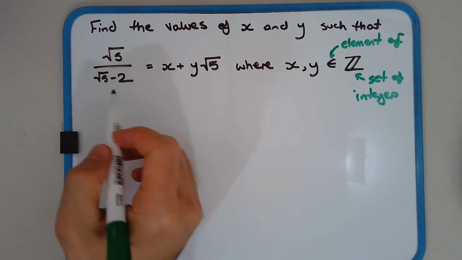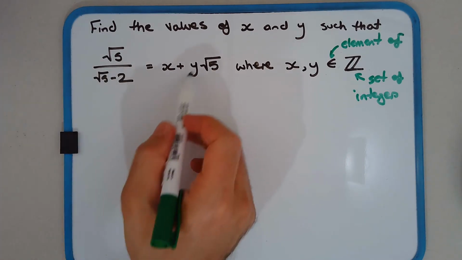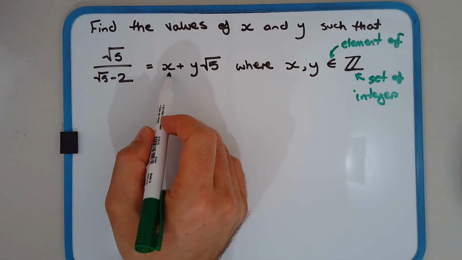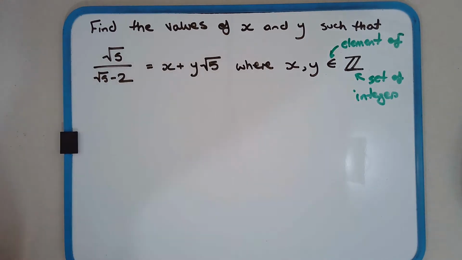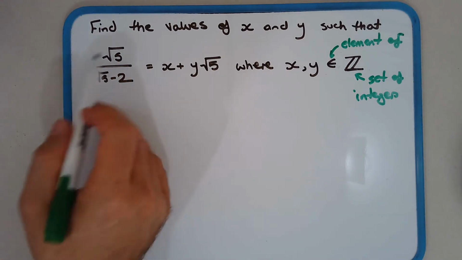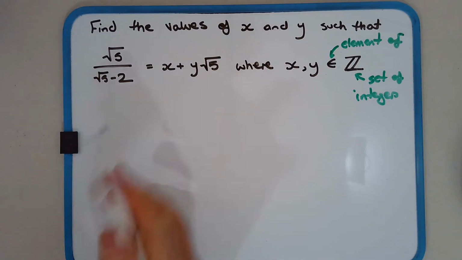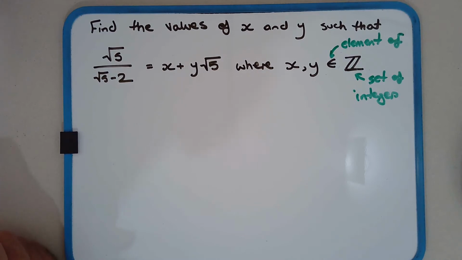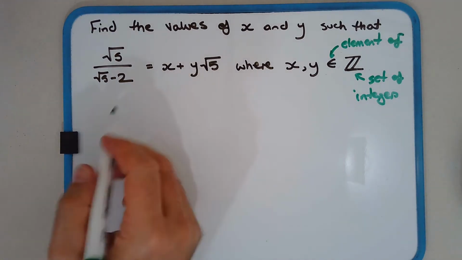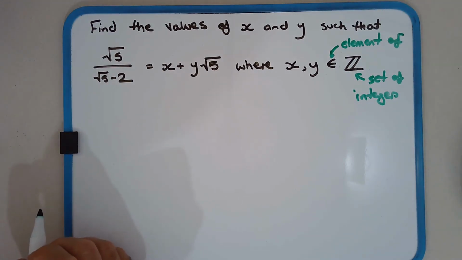So we're starting off with a fraction, and we're ending up with the sum of two terms, where one of the terms is an integer and the other one is an integer multiple of the square root of 5. x and y can even be negative, we don't know, but let's see. The first thing we're going to do is rationalise the denominator. There's clearly no denominator on the right hand side, so we need to rationalise it out.